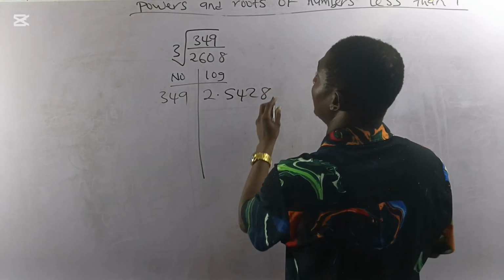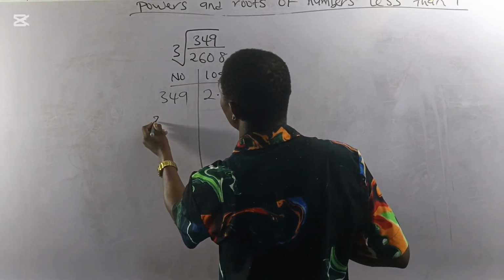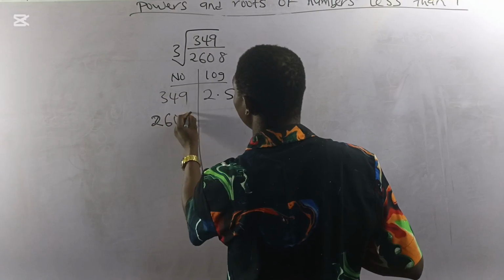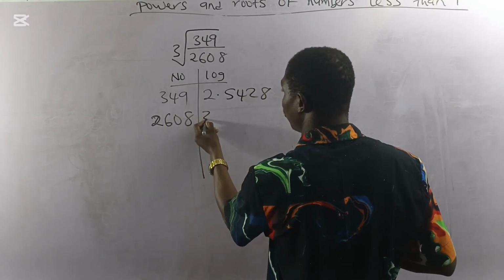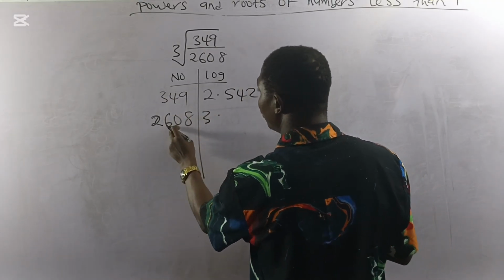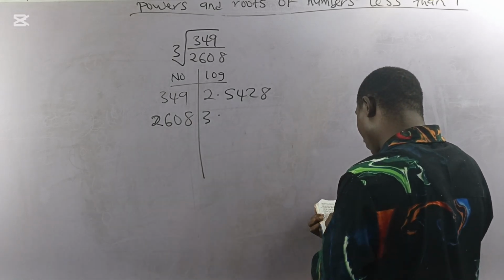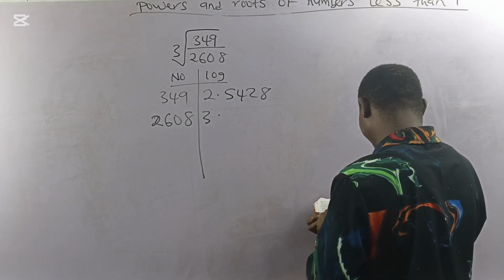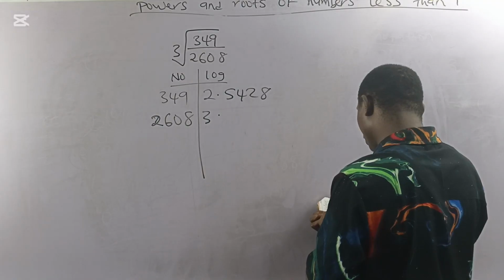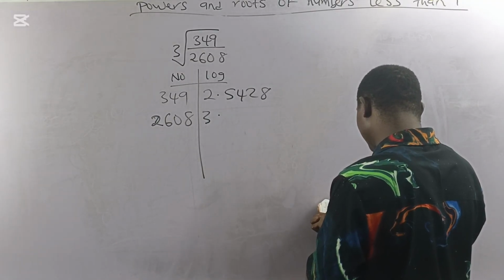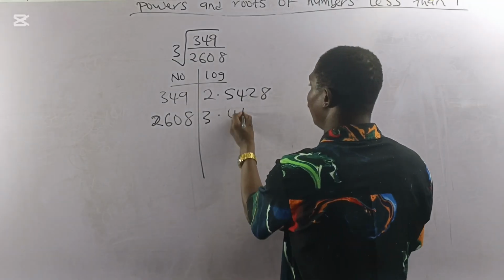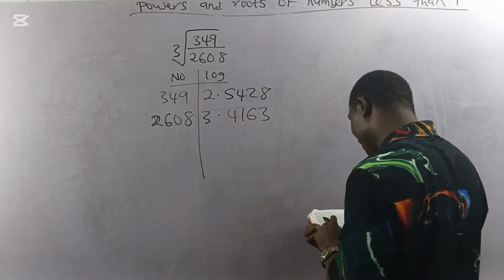5428. They will come to the order 2608. 4 digits, so we subtract 1, become 3 as characteristics. Points. 26 under 0, difference 8 is 13. So we have 4163, when we add our difference.